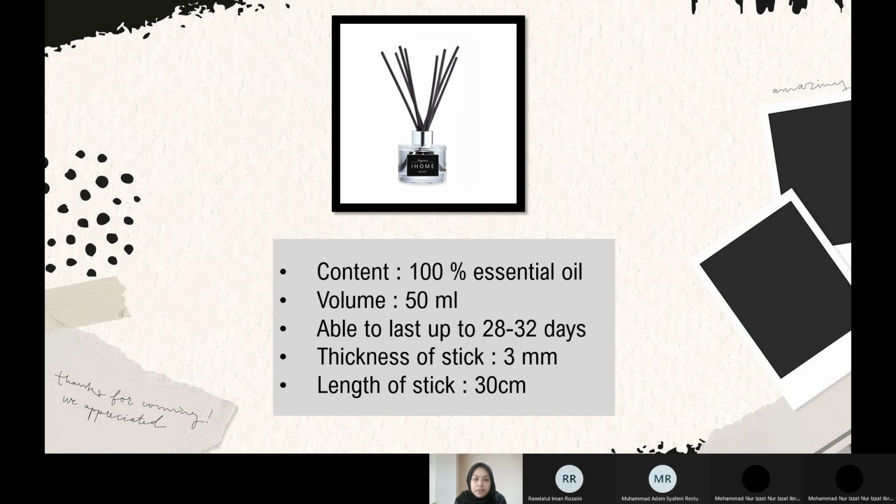Okay, so for this project, we use a reed diffuser. The reed diffuser contains 100% essential oil. The volume is 50 milliliters, able to last up to 28 to 32 days. The thickness of the stick is 3 millimeters, and the length of the stick is 30 centimeters.